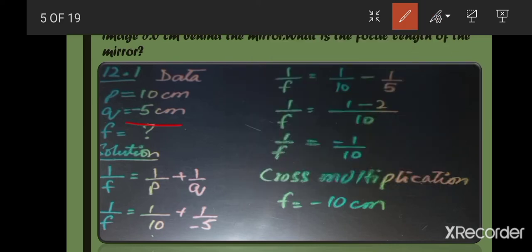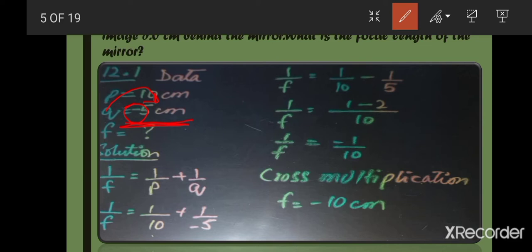Q is -5. Remember that it is not given in the statement; you are just given Q equals 5 centimeter. You have to write this minus sign by yourself. If you do not write this, then your solution will be wrong.